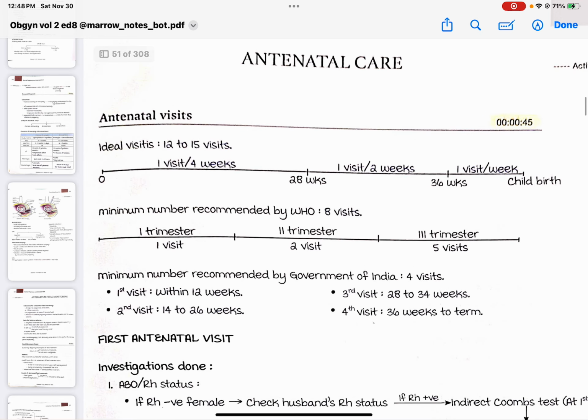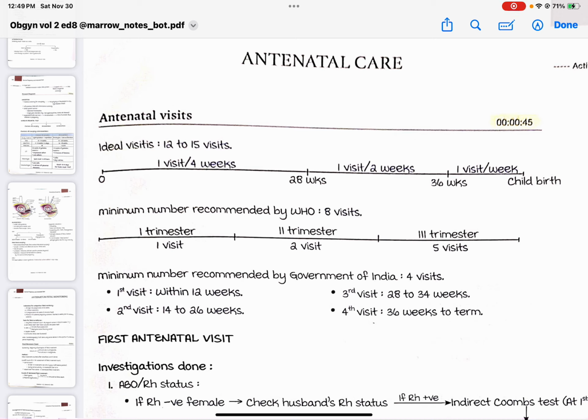So, antenatal visits. Ideal visits: 12 to 15 visits. So 0 to 28 weeks, then 28 to 36 weeks, and then 36 weeks to childbirth. For the first 0 to 28 weeks, which is almost 7 months, you need 1 visit per month. After that, 1 visit per 2 weeks, so 2 visits per month until 36 weeks. 36 weeks is almost the beginning of the 9th month of pregnancy. And then 1 visit per week until childbirth.